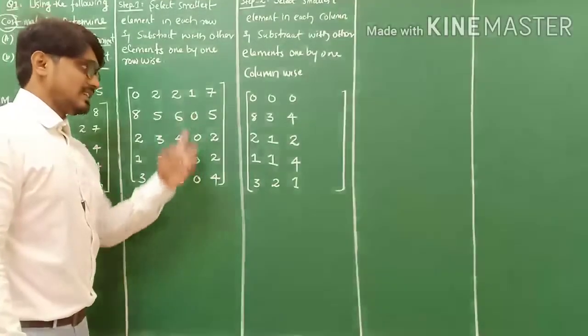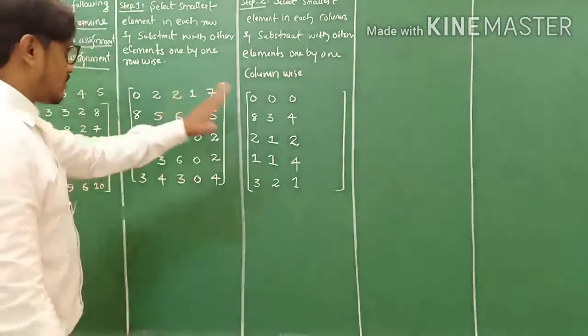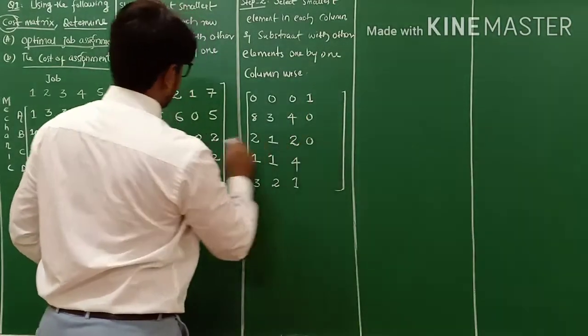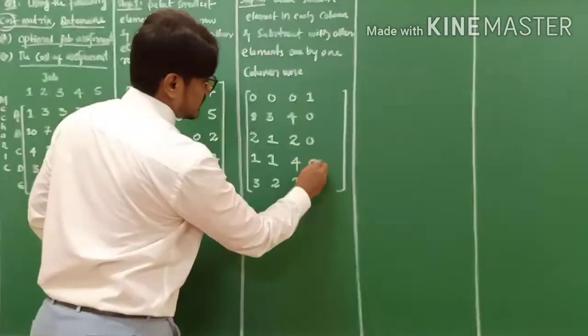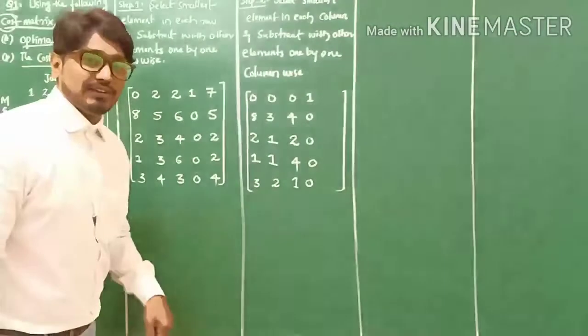I am now here. 1, 0 or multiple zeros. Copy and paste. So 1, 0, 0, 0, 0, 0, and 0, my friends. Now, next and last column we have to do.